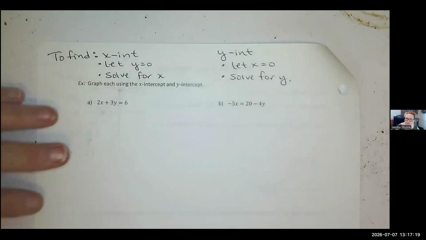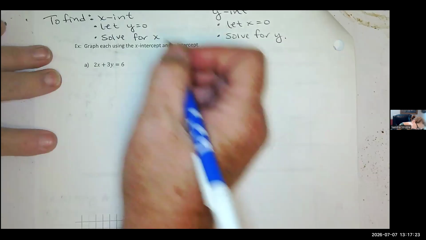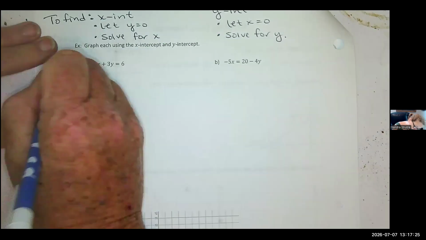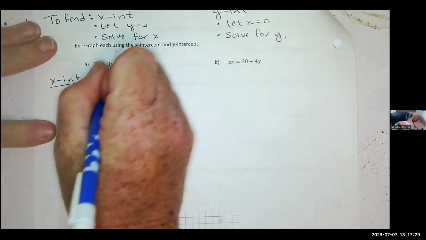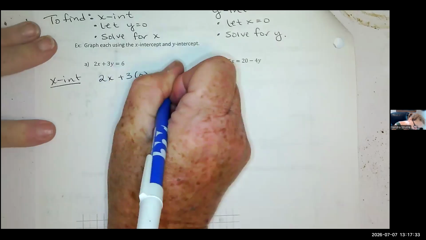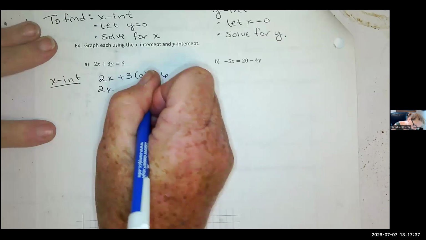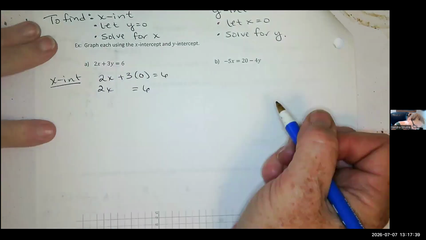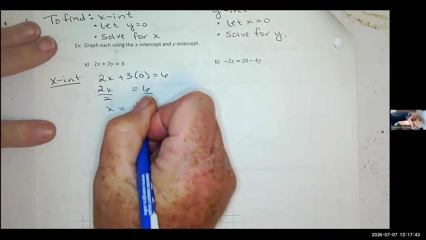Graph each using the x and y-intercept. So the first one, we must find the x-intercept. I'm going to let y equal 0. So 2x plus 3 times 0 is equal to 6. This becomes 2x plus 0 equals 6. Divide both sides by 2. X is equal to 3. So the x-intercept is 3, 0.